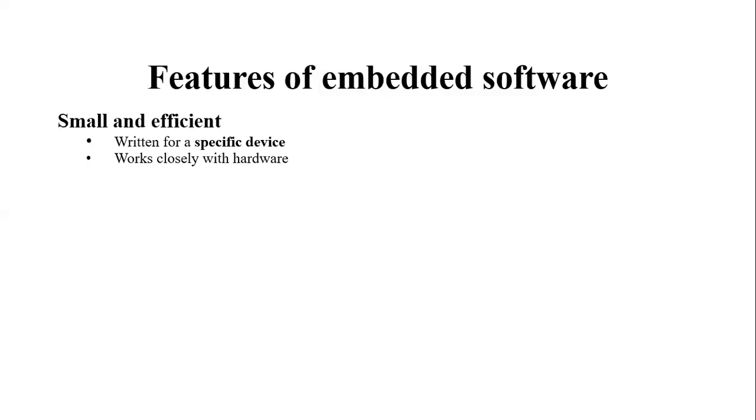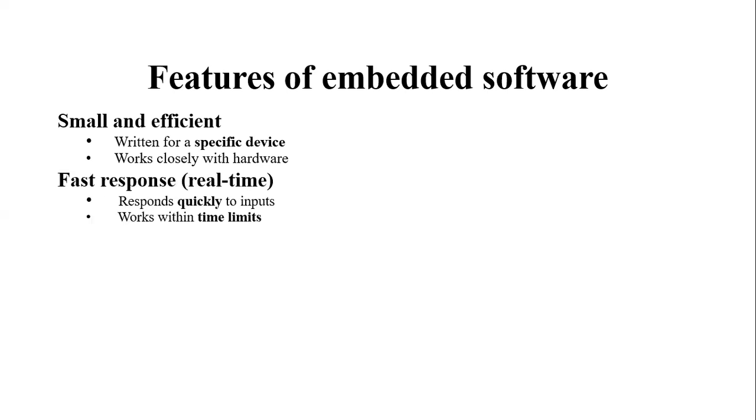And the features of embedded software. What are the features of embedded software, right? It is small and efficient compared to real-time and general purpose systems. The size of the instructions is smaller compared to general purpose systems, and it works efficiently, closely with the hardware, right? And next thing, fast response. Because it is doing only one job, it gives a quick response.